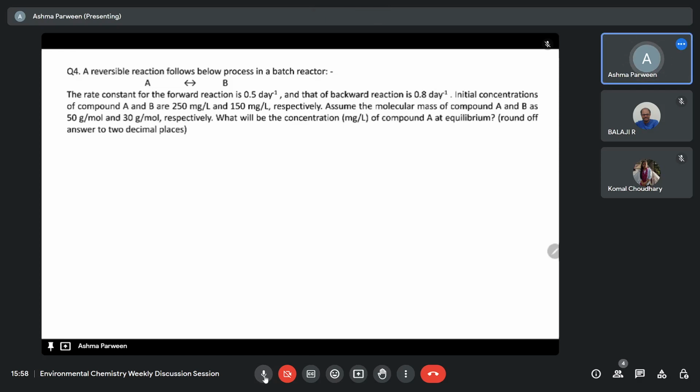So I'll provide you the expression. For batch reactors, the equilibrium concentration of A will be initial concentration of A plus initial concentration of B divided by 1 plus K equilibrium, where K equilibrium, or equilibrium constant, is the ratio of rate of forward reaction to the rate of backward reaction. So this is the final expression which you have to use. Take your time and write the value in the chat box.